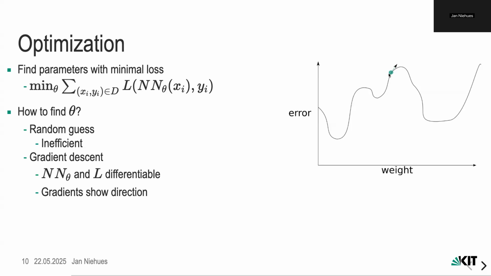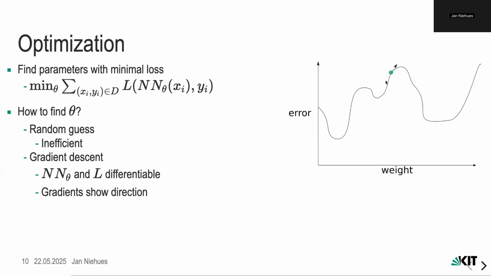Since you don't know the function, you would have to try all combinations, and that doesn't work. So what you're doing is evaluating here how good the function is at this point. And you're not only evaluating, you're also calculating the derivation. Then you can go in this direction and maybe evaluate here. That's what we'll look into now.